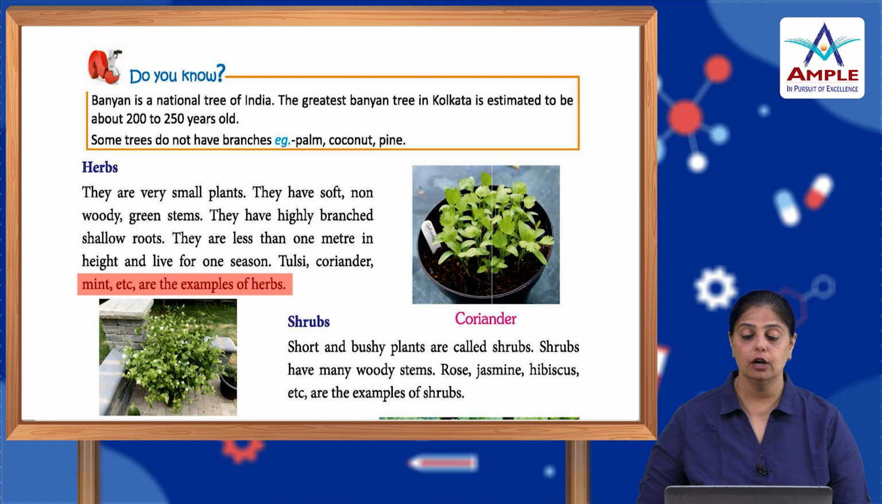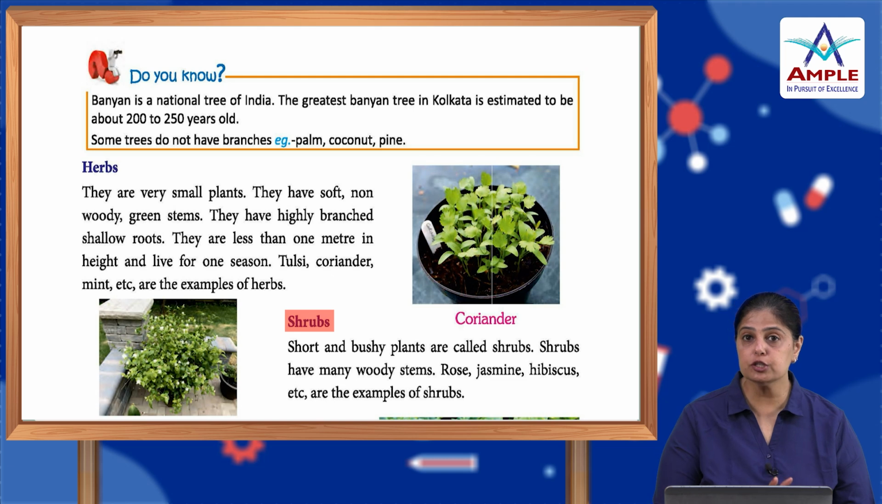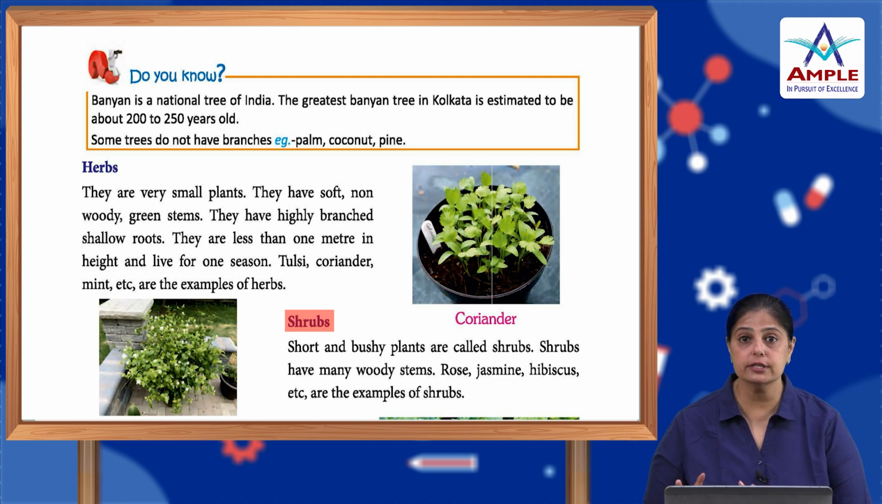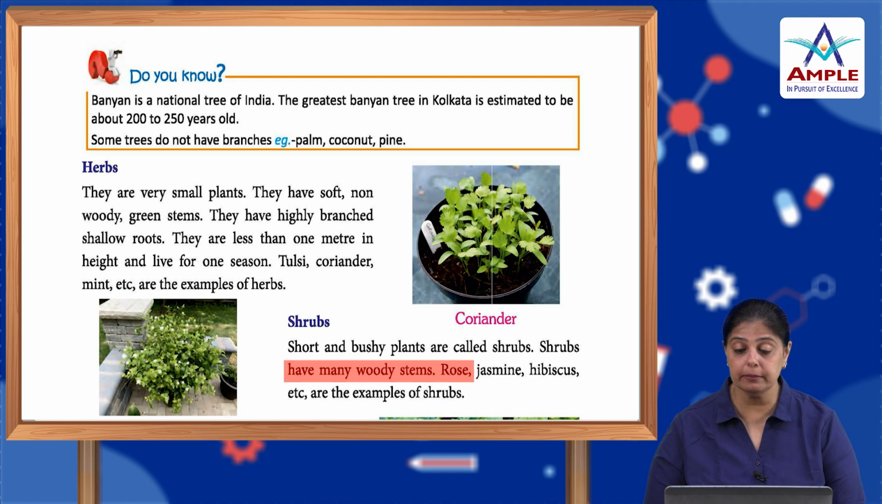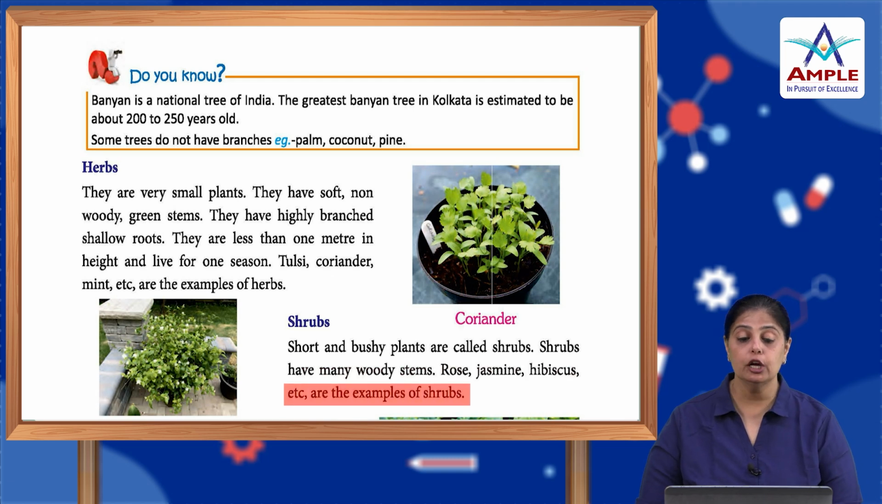They are seasonal, okay. Now let's talk about shrubs. If you see, herbs are also small, shrubs are also small, but shrubs are short and bushy, okay, and they have a woody stem. Rose, jasmine, hibiscus are the examples of shrubs. So the stem of the shrubs is woody. It is short and woody, okay.